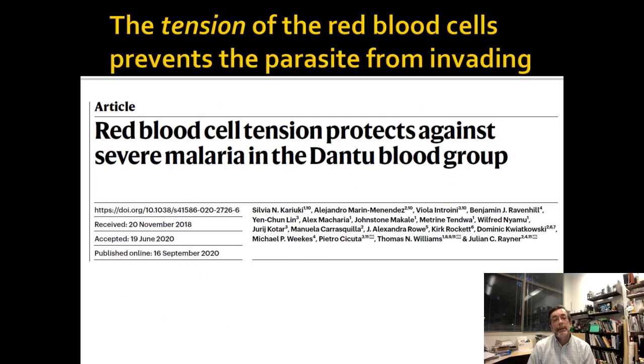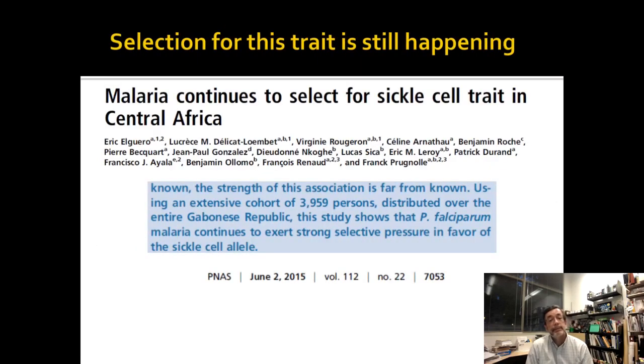They even looked at what exactly in the red blood cells. They have a tension. This is not surface tension. This is literally the tension of the red blood cells. Because they are more tense in general, it actually prevents the parasite from invading them in the first place. As this is held up, we can try to recreate this with a treatment that does not have the side effect of the occasional bouts of sickle cell disease.